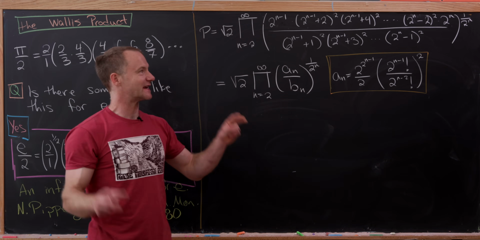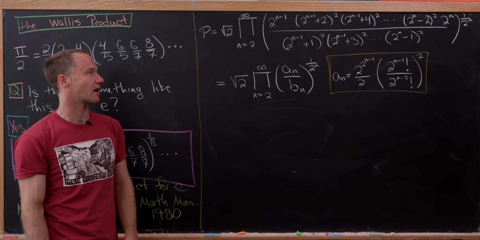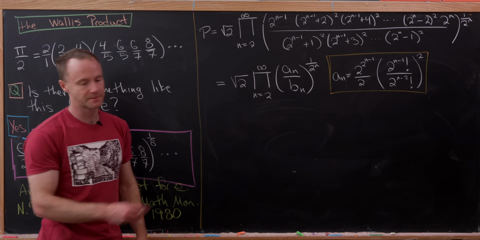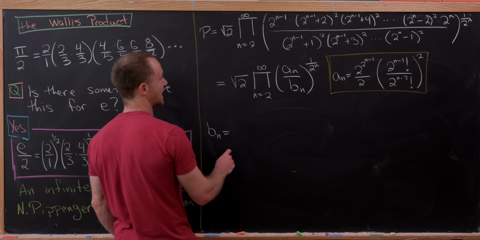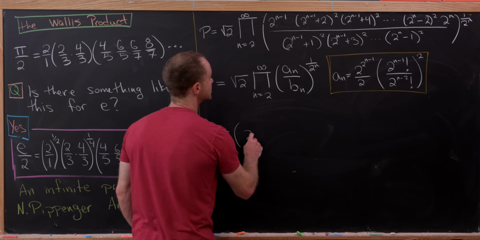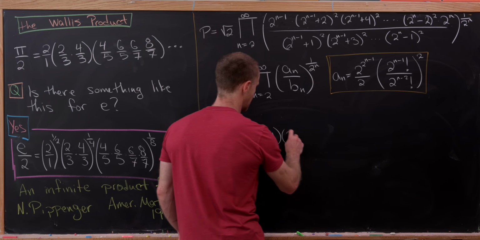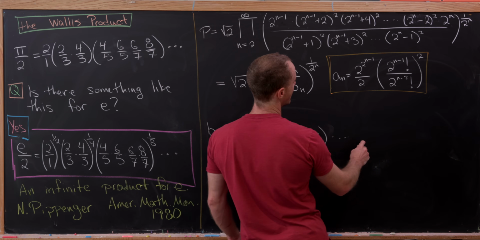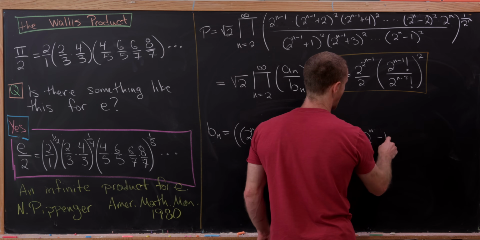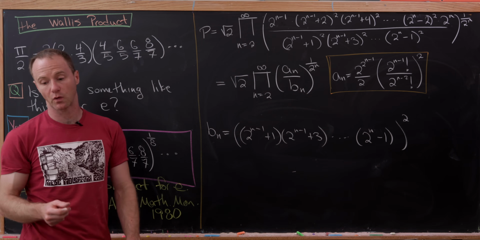Okay, so we just found a simpler version of our a sub n terms, and now we're going to do the same thing for our b sub n terms. Okay, so let's do that. So let's notice that b sub n can be written as 2 to the n minus 1 plus 1 times 2 to the n minus 1 plus 3 all the way up to 2 to the n minus 1, and then that's all squared. So I just took the square out of that.